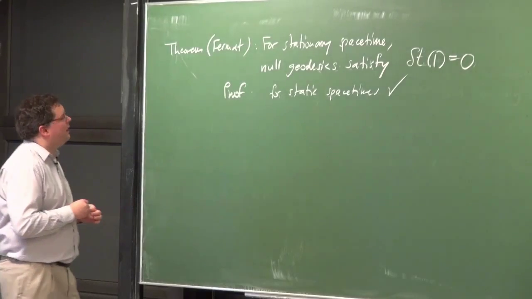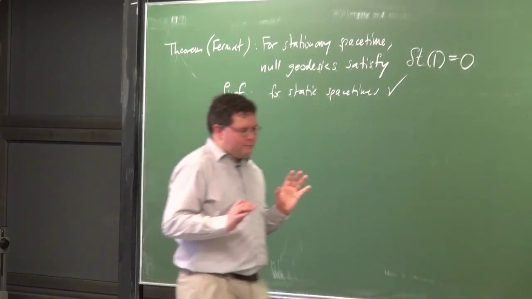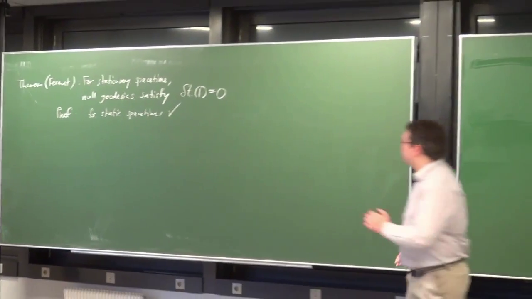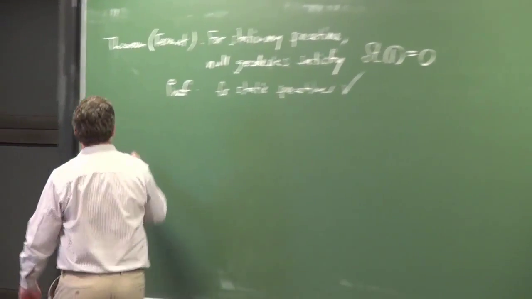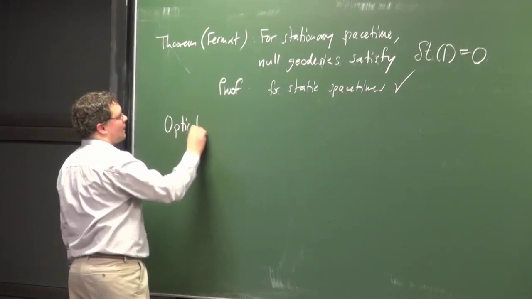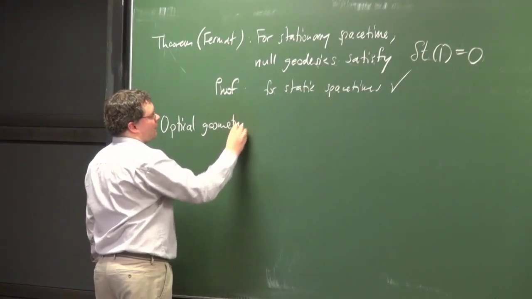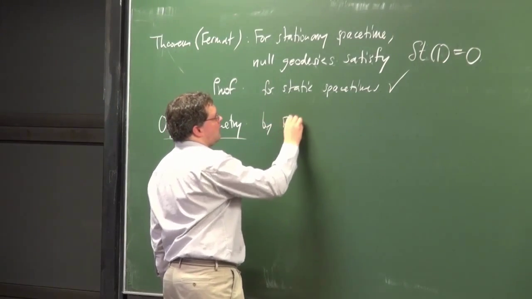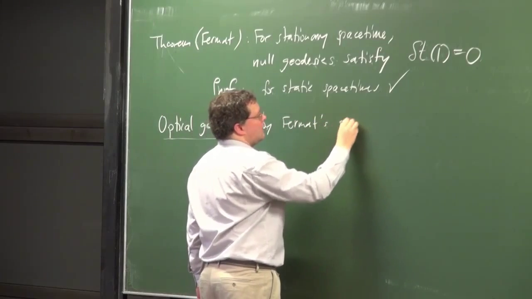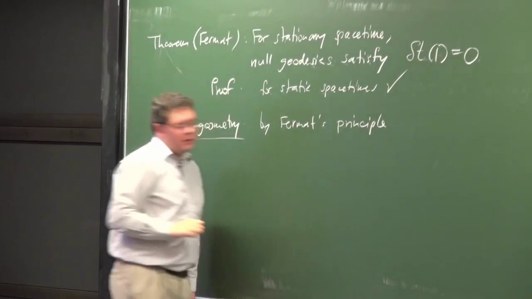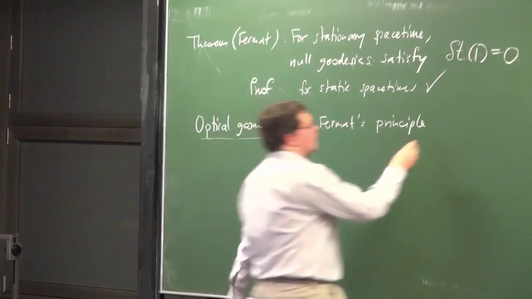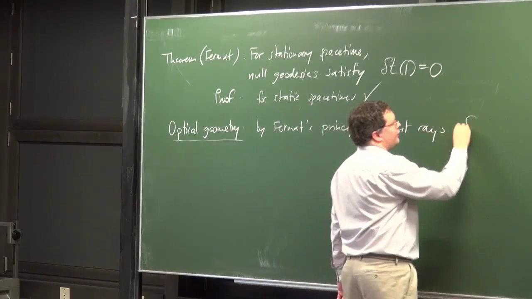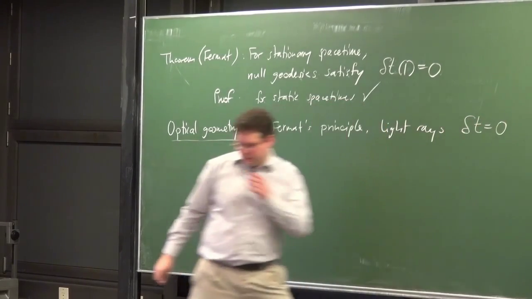Let's go back. So now let's look at what this means for our problem of defining spatial light rays in general relativity. Right, so let's go to the problem of optical geometry. So by Fermat's principle, we know that light rays correspond to curves which satisfy this condition, in the way that I've explained it.